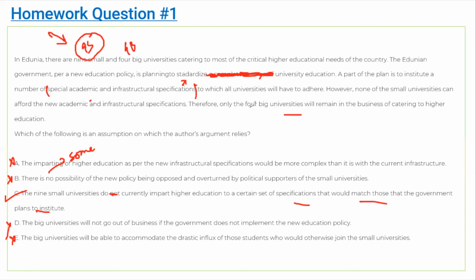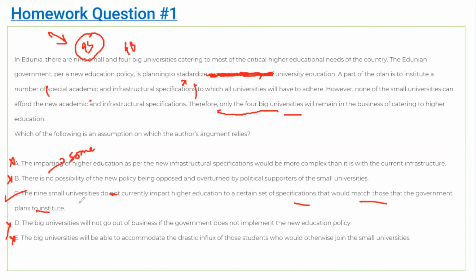Why? Because there is no reason for the nine smaller guys to go out of business. So why would only the four big guys stay in business? No, the nine small guys could also stay in business and will stay in business. Therefore, the moment I negate C, the conclusion breaks, making C the necessary condition for the conclusion. That is, I must ensure that the nine small guys do not already have the specifications you need. That will then ensure that, yeah, they cannot afford the new ones and they will go out of business. But if they are already providing, what are we worried about, right? Therefore, C is the assumption.